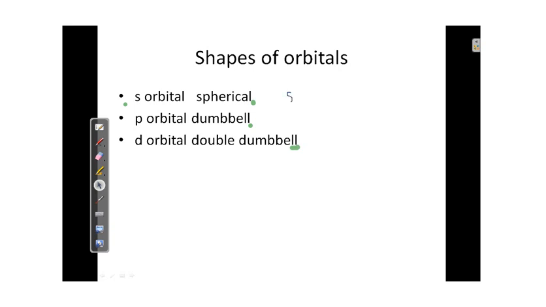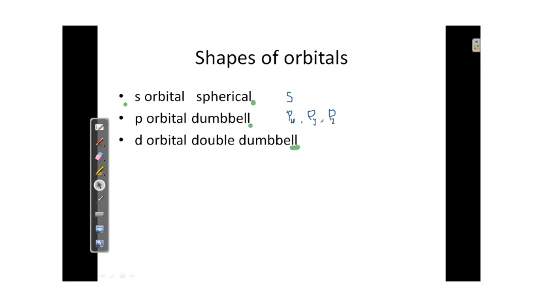In the P subshell we have three orbitals: along the x-axis, that is Px, along the y-axis, that is Py, and along the z-axis, that is Pz. So these are the three orbitals in the P subshell.